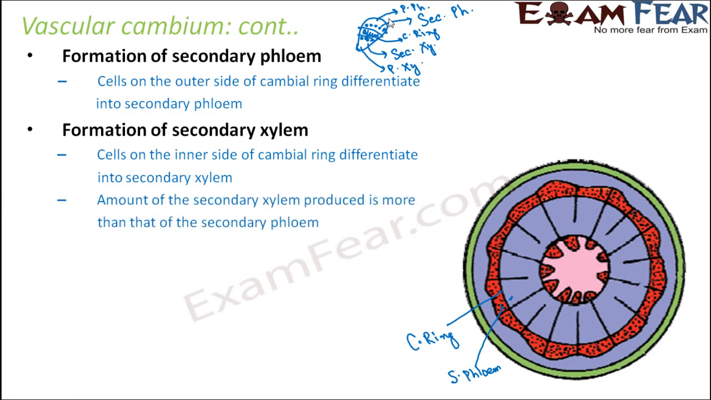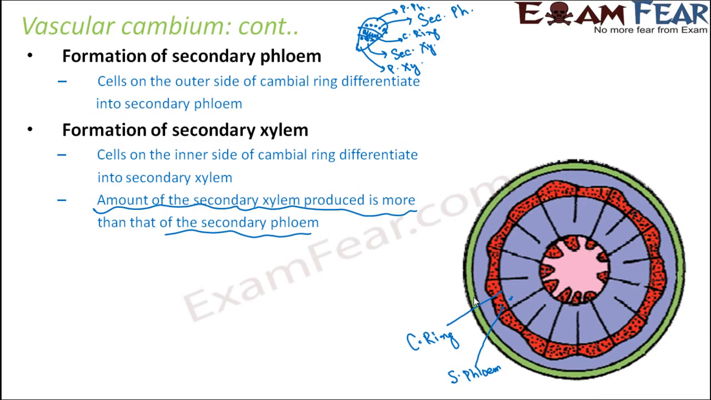Now, the amount of secondary xylem produced is more than that of the secondary phloem. So, as a result of this, since more and more secondary xylem is formed, what happens? Primary and secondary phloems gradually get crushed by the accumulation of too much secondary xylem. Now, when too much secondary xylem is there in this region, this secondary phloem and primary phloem will gradually get crushed. However, the primary xylem will remain intact. So the xylem part will remain the same, primary xylem and secondary xylem.